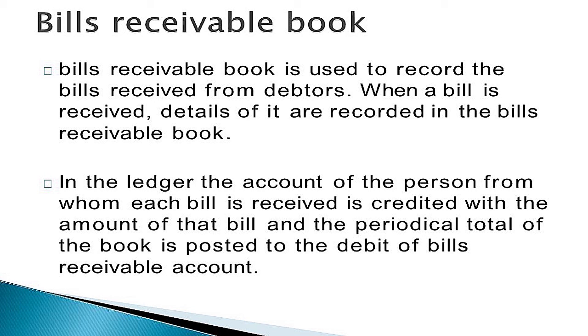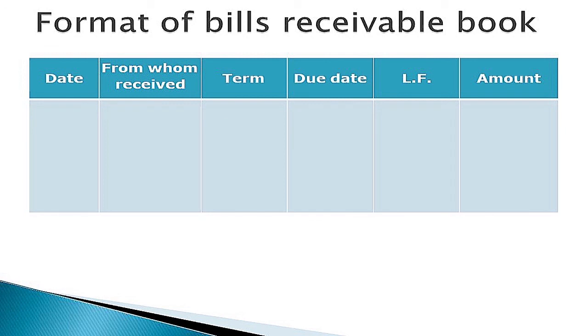In the ledger, the account of the person from whom each bill is received is credited with the amount of that bill, and the periodical total of the book is posted to the debit of the bills receivable account. Okay, if the bill is received from Raju, Raju account is credited with the bill detail. That total will be transferred to the debit of the bills receivable account. Look at the format: date, from whom received, Raju, term 4 months, due date, then ledger folio number and amount.